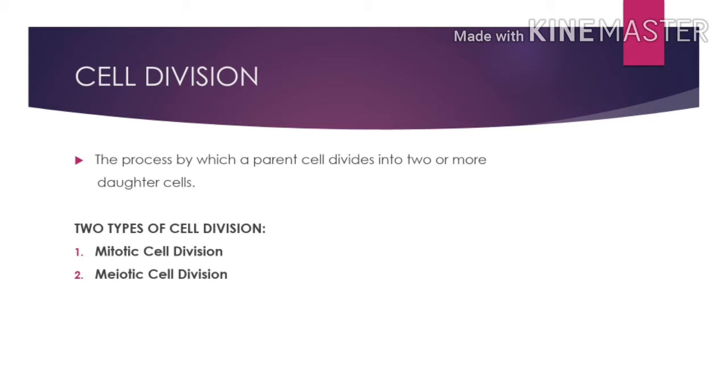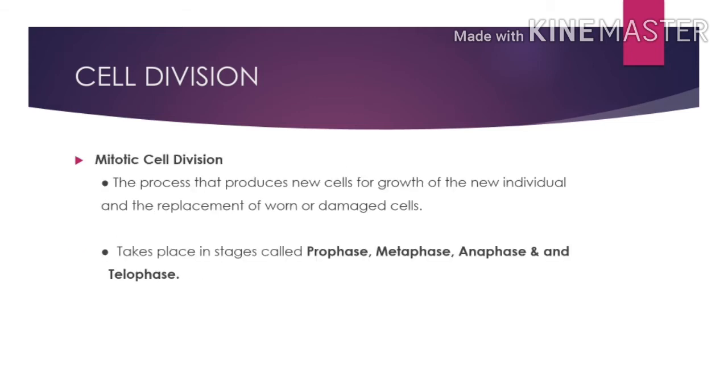Cell division, the process by which a parent cell divides into two or more daughter cells. There are two types of cell division: one, the mitotic cell division, and two, the meiotic cell division. Mitotic cell division, the process that produces new cells for growth of the new individual and the replacement of worn or damaged cells. It takes place in stages called prophase, metaphase, anaphase, and telophase.